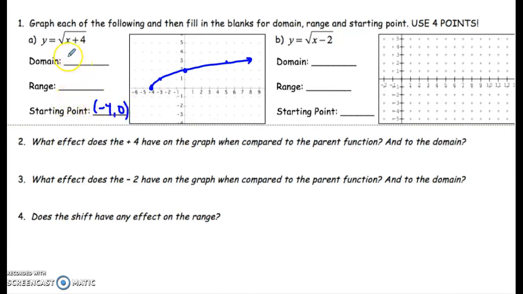And here, I would now have to change my domain because it's not starting at 0, 0 anymore. It started at -4. So I would change this to be -4 to infinity.